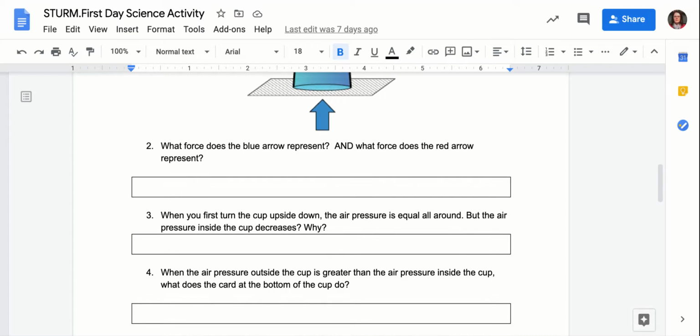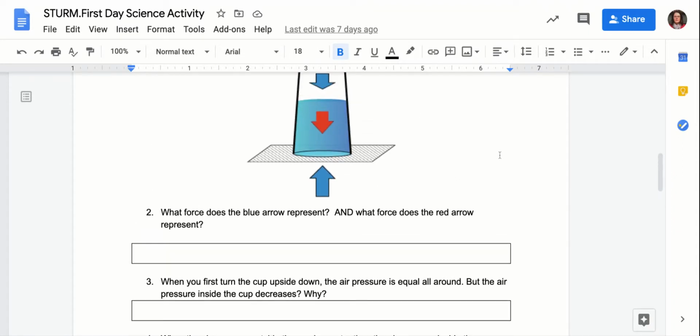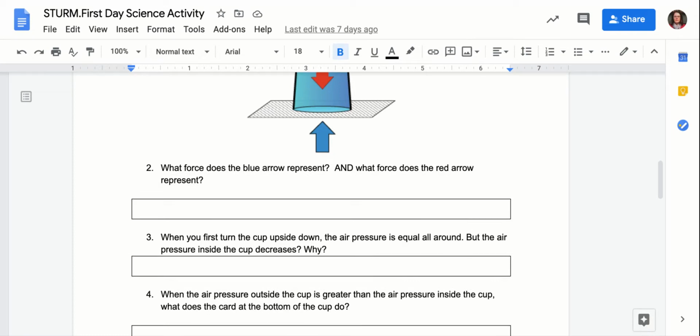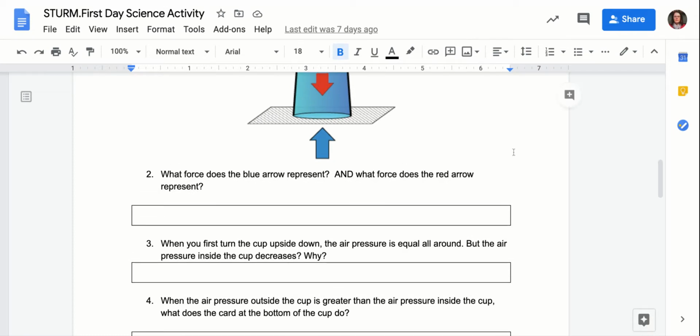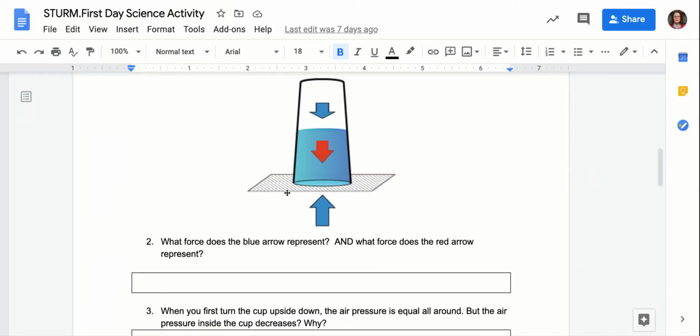Number four, when the air pressure outside the cup is greater than the air pressure inside the cup, the situation that we have right here, what does the card at the bottom of the cup do? And the answer is that the card stays in place. It doesn't move. The greater air pressure outside the cup holds the card in place.